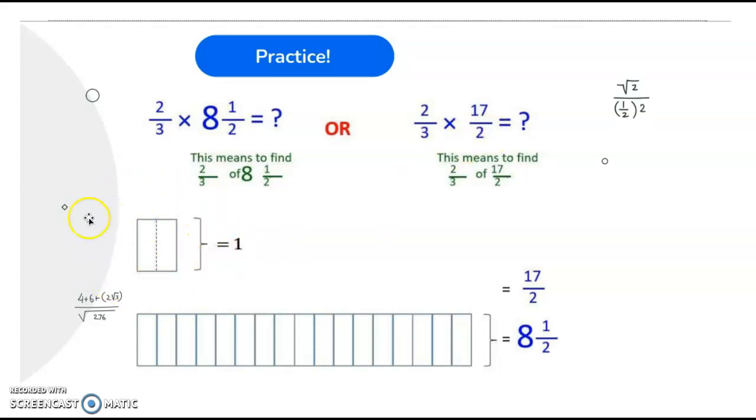Look at your measuring unit. 17. How do we find 8 1/2? Walk and talk through this. Hit pause on the video. Walk and talk through this practice problem. When you're ready, hit go on the video.